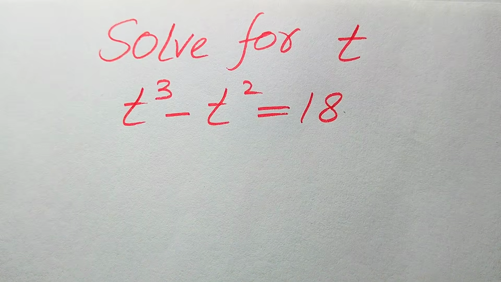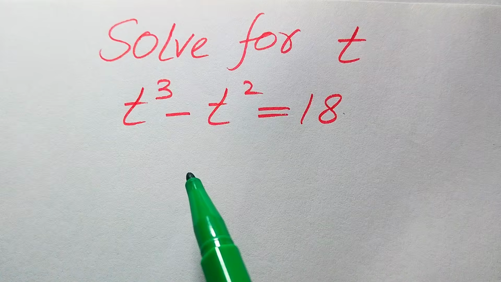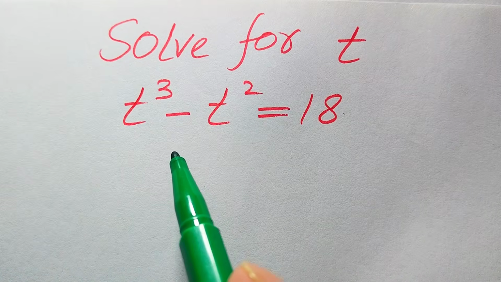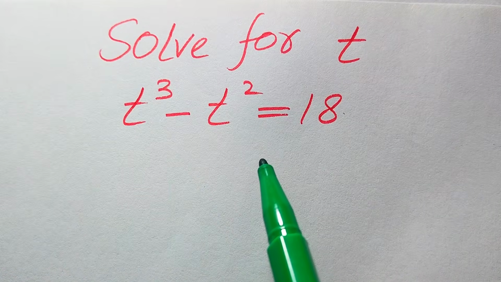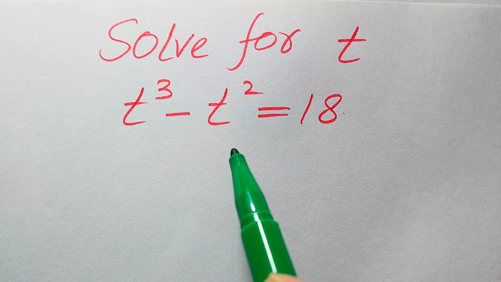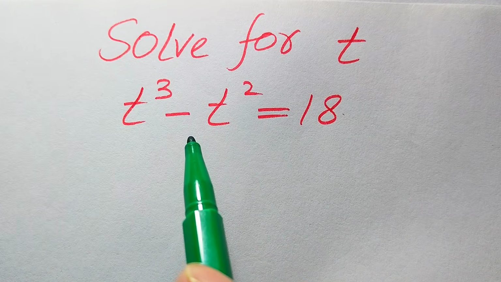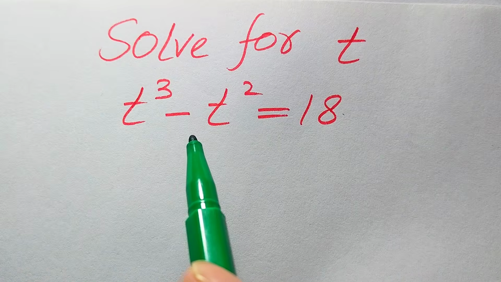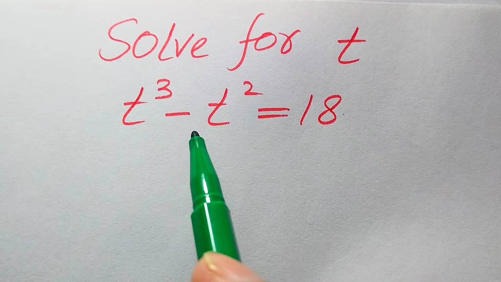Hello everyone, welcome to solve this nice math Olympiad algebra problem. This is a nice cubic equation: t cubed minus t square is equal to 18. We solve this problem for all the values of t. Because this is a cubic equation, it means that we need to find all three roots of this equation.